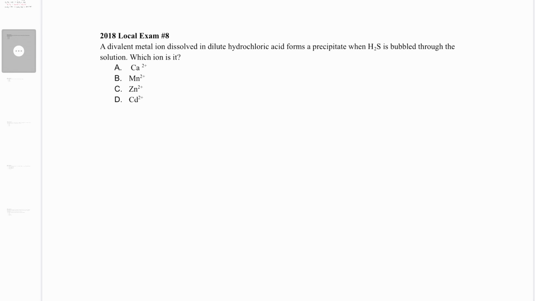Now, this one in particular tells you to bubble H2S under acidic conditions. We know it's acidic because we're dissolving it in hydrochloric acid. Now, in qualitative analysis, when you precipitate certain compounds with the help of H2S under acidic conditions, the compound needs to have a group 2 ion in it. Group 2 ions include things like bismuth, cadmium, tin, and copper. So if our problem tells us that something precipitated, then it must be a group 2 ion. The only group 2 ion that we have here is cadmium, so our answer is D.